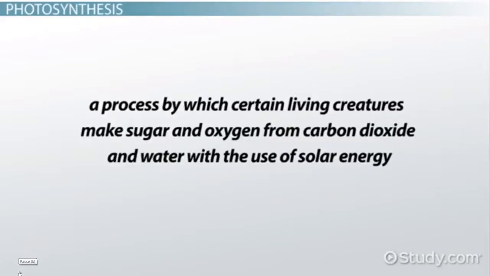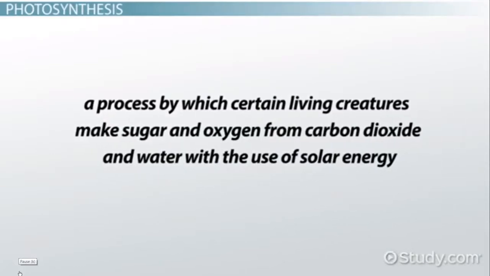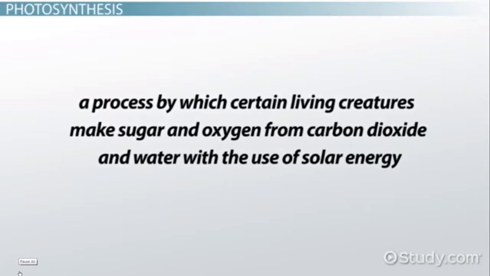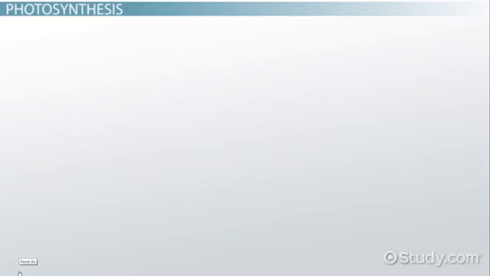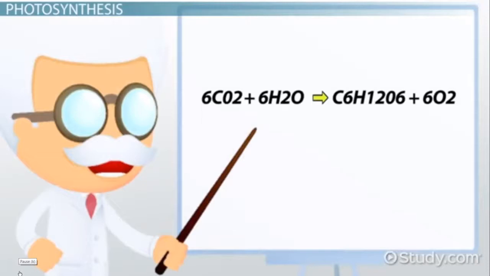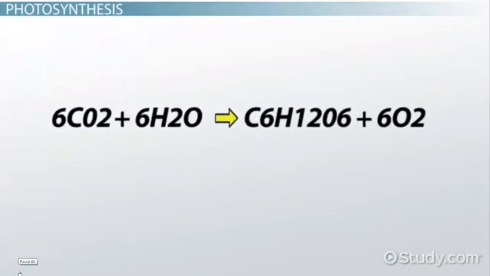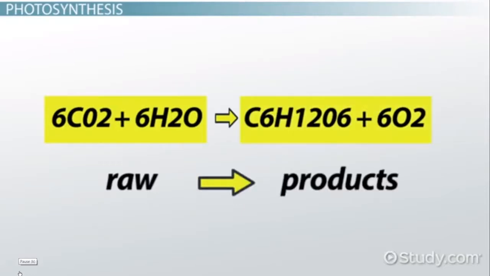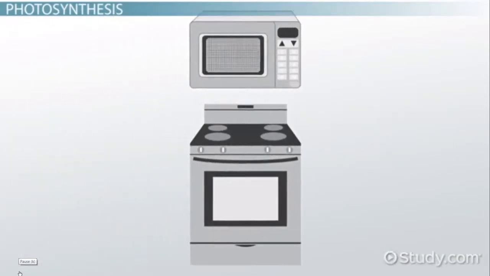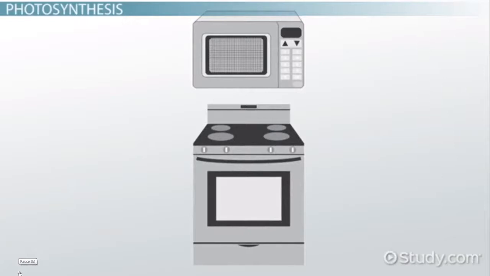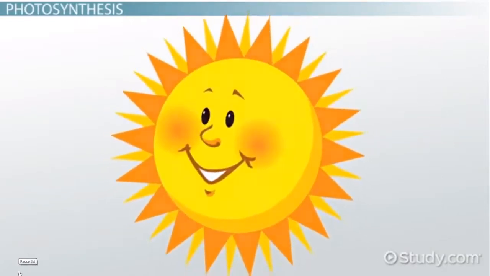Photosynthesis is a process by which certain living creatures make sugar and oxygen from carbon dioxide and water with the use of solar energy. We can actually represent this definition with a nifty formula that you can see on screen. All I want you to grasp from this formula is that on the left side we take raw ingredients, carbon dioxide and water, and turn them into our products on the right side, which are carbohydrates or sugars and oxygen. Like you would need to use heat to bake raw ingredients into a final product, this process happens thanks to energy that's captured by sunlight.